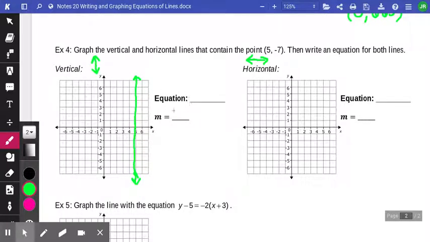Now I need to write my equation of the line. Remember, these are special. This only goes through which axis? Which axis does it go through? Is it the x-axis or is it the y-axis?